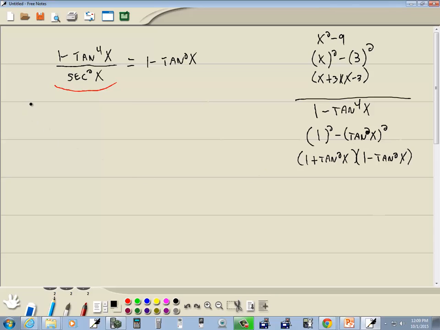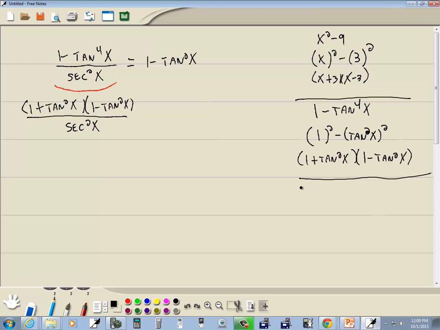So I can rewrite this top part as 1 plus tangent squared, and then 1 minus tangent squared, all over secant squared. Now it may seem like, well, boy, he hasn't helped it any. He's made it more complex. But look at what's on the right side. This is where we want to get. We want to get 1 minus tangent squared. Well, here's a 1 minus tangent squared. So probably these are going to cancel away.